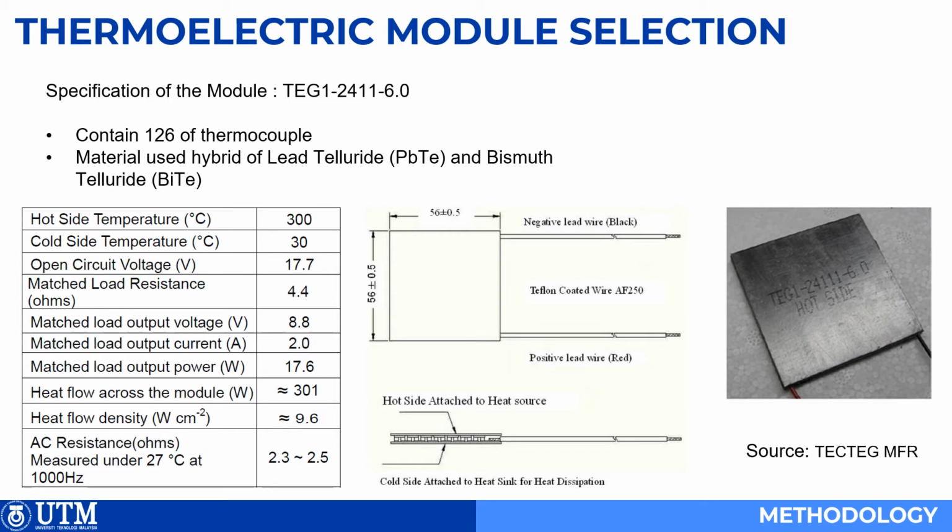The specification obtained from the manufacturer shows that the TEG contains 126 thermocouples and the material used is a hybrid of lead telluride and bismuth telluride, with a dimension of 56 mm x 56 mm. As we can see in the table, the maximum temperature the module can receive is 300 degrees Celsius at the hot side and 30 degrees Celsius at the cold side. The maximum matched voltage, current, and power produced are 8.8 volts, 2 amps, and 17.6 watts respectively, and the open circuit voltage is 17.7 volts.